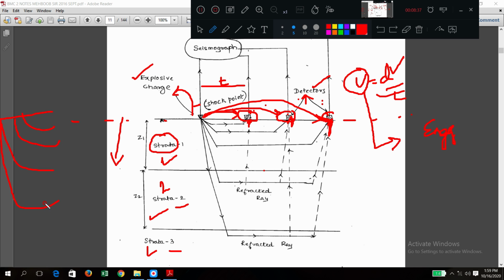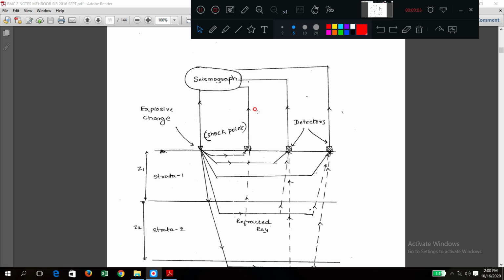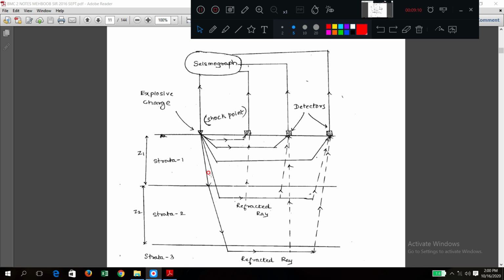So there may be some standard graphs. If velocity is this much, from 5 kilometers to 10 kilometers per second, then the engineering properties like cohesiveness and density may be this. So whenever there is a change in the density, you will get refracted rays. What is this at the top? There is a seismograph. A seismograph is nothing but an instrument measuring all the times, all the values. So it will measure all the things. Okay, this diagram is clear.